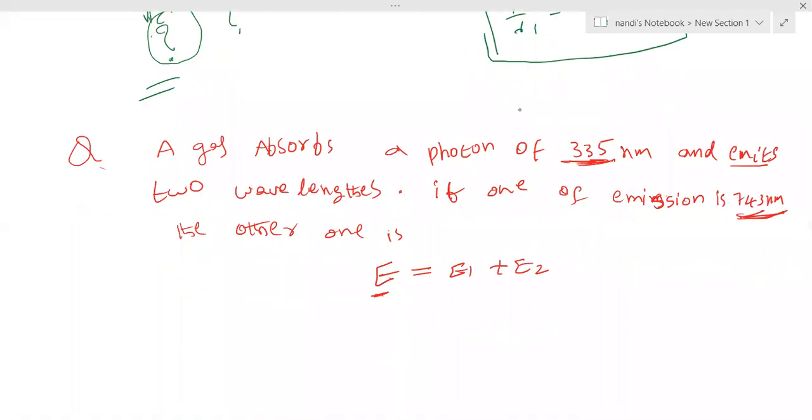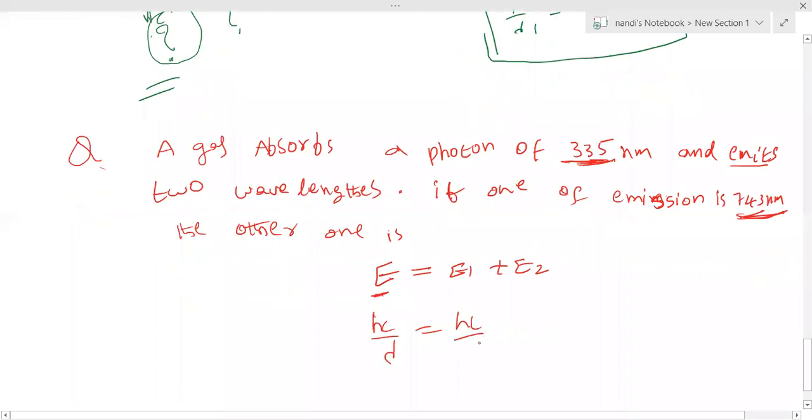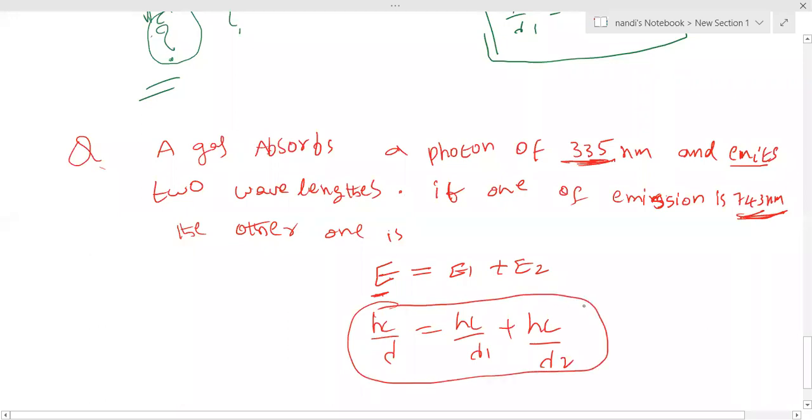You can calculate. The answer should come in nanometer only, there is no other option. The absorbed photon gives two different photons, so the absorbed energy is E1 plus E2, which is hc by lambda equals hc by lambda 1 plus hc by lambda 2. We can try this format, sir. Are you getting my point? So don't do direct addition or subtraction. Please note down all these concepts in your notes.